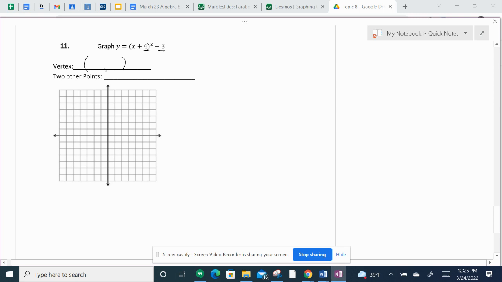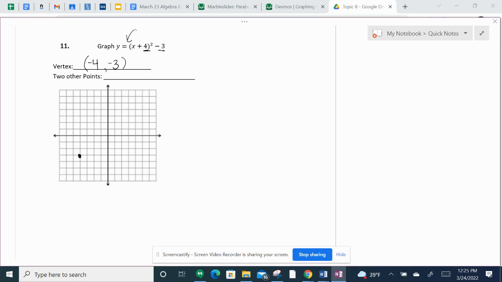The number attached to the x, remember when that number is trapped, it goes the opposite way. So our vertex would be at negative 4, and then the y value is that number that's outside and free. So vertex would be at negative 4, negative 3. So I could come over here at negative 4, negative 3, and plot my point. I know where my vertex is. I notice that there's no number outside, so it's not going to be upside down. It's not going to be skinnier or wider than normal. It's just going to be a normal graph.